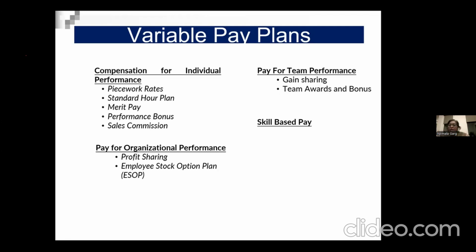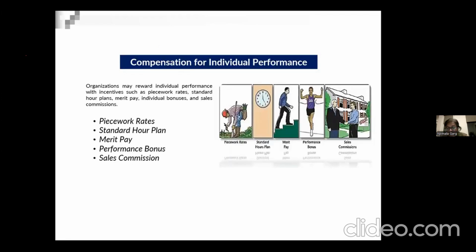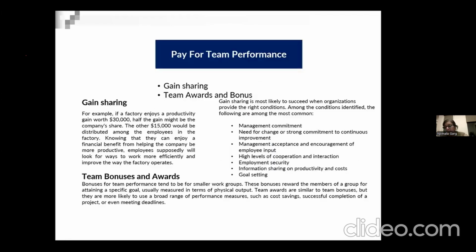Now, when we talk about at a team level, there are team awards, bonuses, and also there is a very interesting concept called gain sharing. Anybody who's heard of gain sharing? Pratya? Okay. Ramachandran, since you are working, gain sharing?